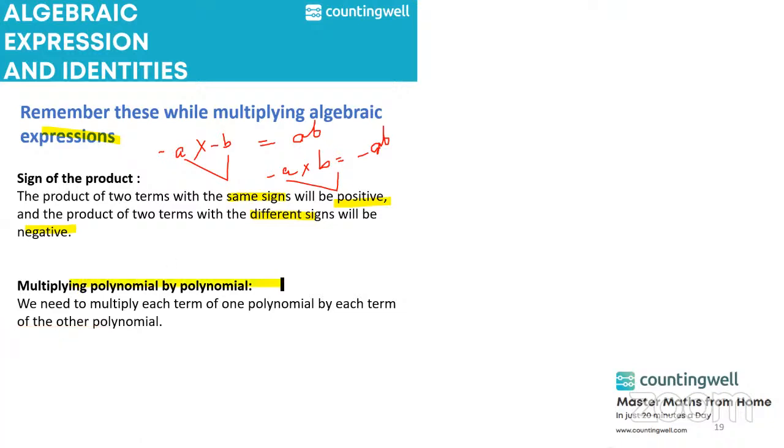Also, while multiplying polynomial by polynomial, we need to multiply each term of one polynomial by each term of the other polynomial. This can be done by taking one term from the first bracket and then multiplying that term with each and every term of the second bracket. Then we can move to the second term of the first bracket and multiply that term with each and every term of the second bracket, and so on.